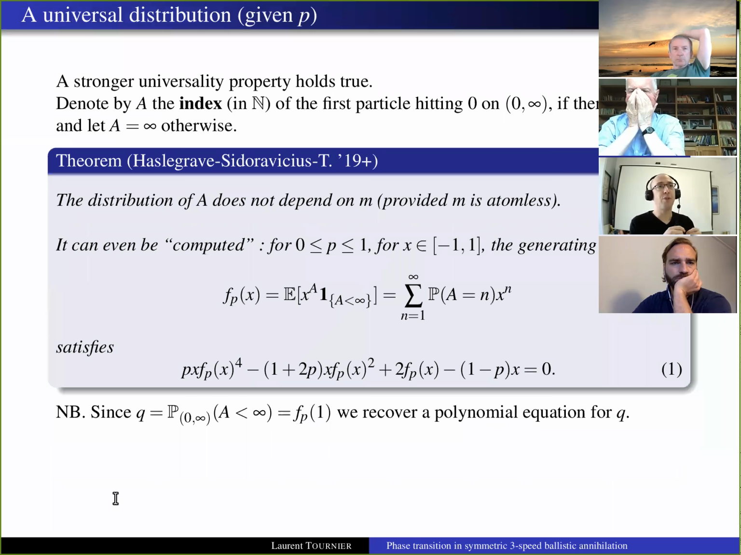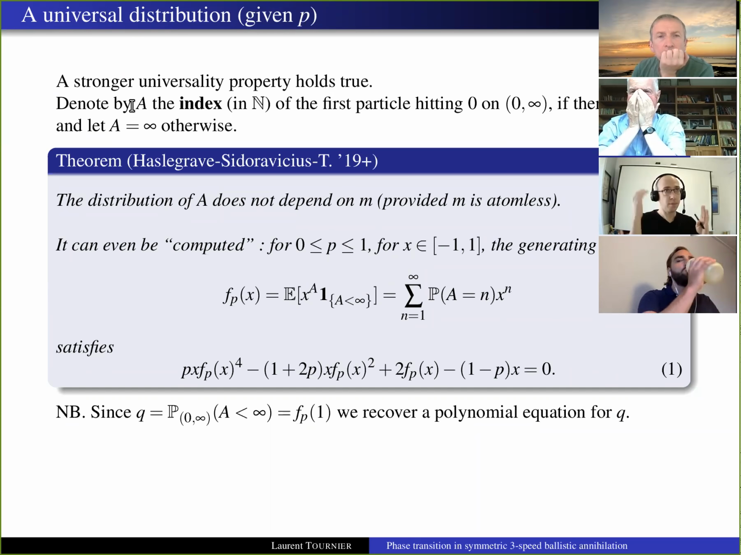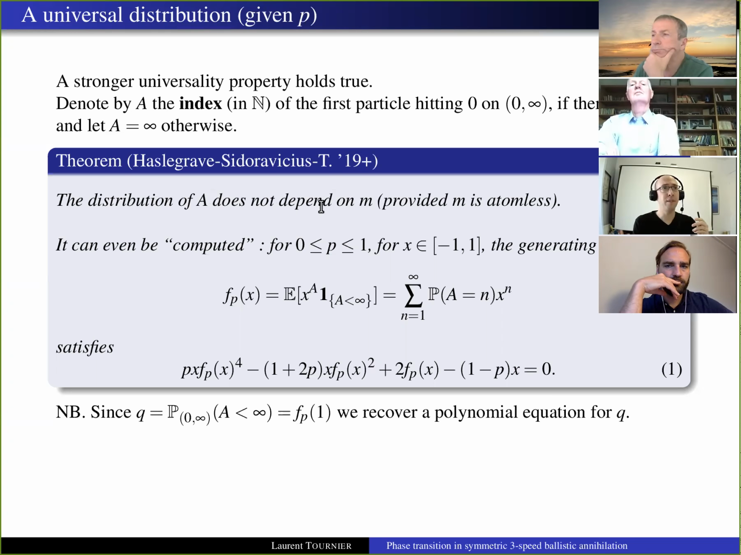And we actually have even stronger universality. In particular, if you look at the index of the first particle on the right of the 0. So again, if you look only at the half line, look at the integer index of the first particle that hits 0 from the right, and call it infinity if no particle hits 0 from the right. So in the supercritical regime, if that happens, then this distribution does not depend either on the law of interdistances. Of course the distance to this particle will depend, but the index of this particle does not depend on m.